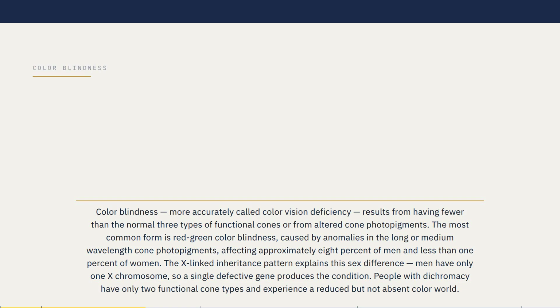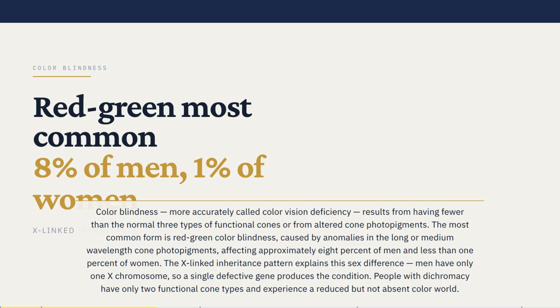Color blindness, more accurately called color vision deficiency, results from having fewer than the normal three types of functional cones or from altered cone photopigments. The most common form is red-green color blindness, caused by anomalies in the long or medium wavelength cone photopigments, affecting approximately 8% of men and less than 1% of women. The X-linked inheritance pattern explains this sex difference. Men have only one X chromosome, so a single defective gene produces the condition. People with dichromacy have only two functional cone types and experience a reduced, but not absent, color world.